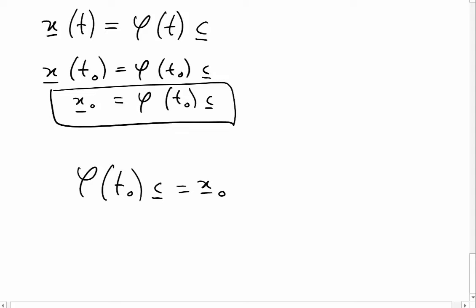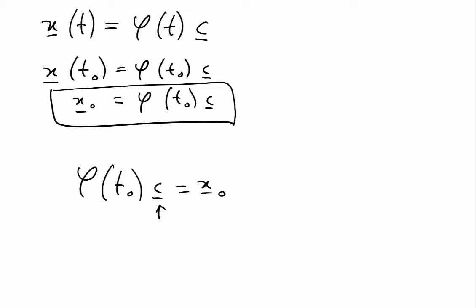Okay, so I've got this. But now I want an expression for c. That's exactly what I'm trying to get. I'm trying to work out what this constant vector is. Because up until now, I've said our general solution can have constants in it, but I want to now work out what that constant vector actually is.